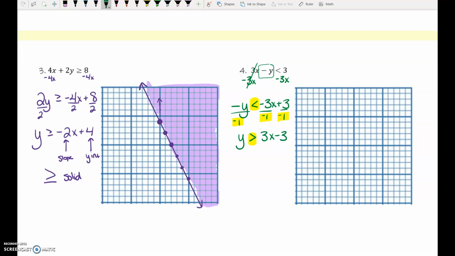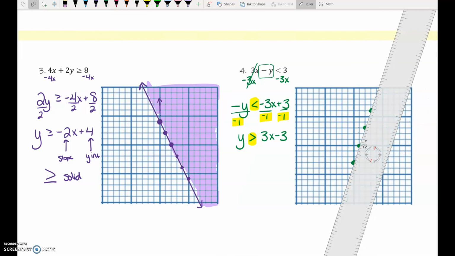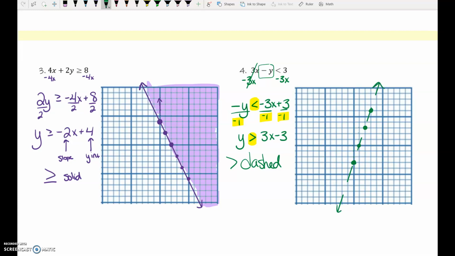Our y-intercept is negative 3, so we're going to start at negative 3 on the y-axis. Our slope is positive 3, so up 3 over 1. Okay, what type of line do we want to draw in here? Do we want to draw a solid line or a dashed line? We want a dashed line because it's greater than. So I'm going to draw in a dash.